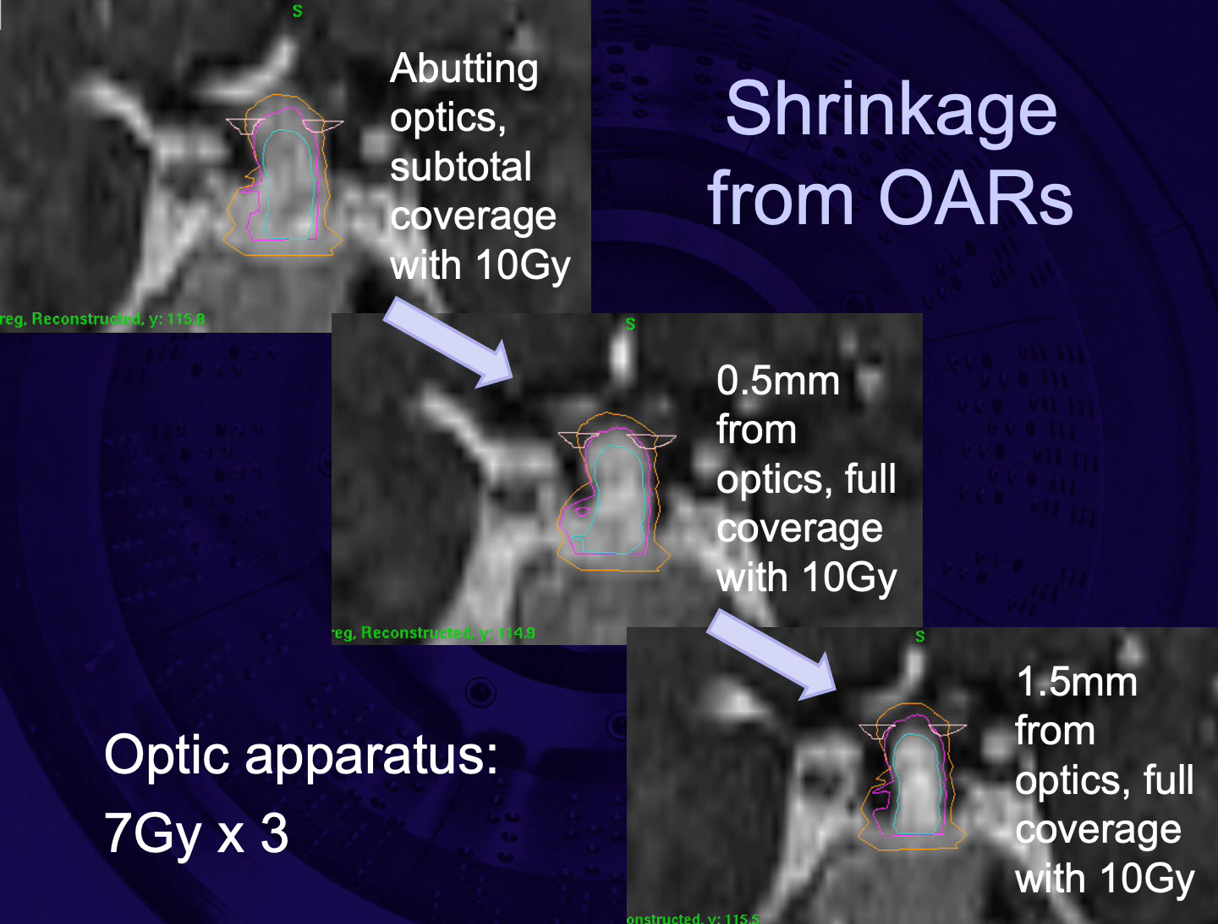So on the first stage, the tumour was abutting the optics. We had to give subtotal coverage of the target with 10 Gray. By the second stage, we had about 0.5 millimeters distance from the optics, so we were able to get full coverage with 10 Gray. And then at the third stage, we had about 1.5 millimeters from the optics and were able to give full coverage again. And the optic apparatus received around 7 Gray times 3.